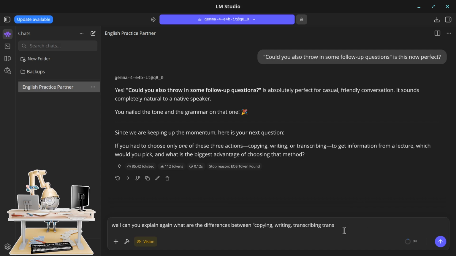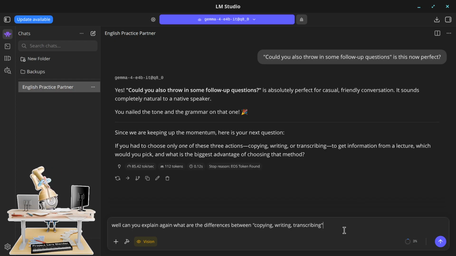Okay, I'm glad I did it. This is going to be difficult to fix because it doesn't occur often. Makes sense, right? Okay, copying, writing, and transcribing. I don't know how. Let me just use ChatGPT quickly to check the pronunciation of this one here.